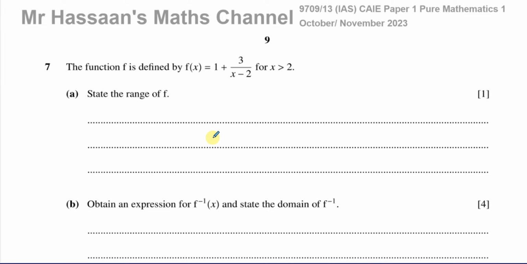I'm answering question number 7 from the October-November 2023 Cambridge 9709 paper, Pure Mathematics paper 1. This is variant 3. And this question here is about functions. Now, the function f is defined by f of x equals 1 plus 3 over x minus 2, where x is greater than 2. State the range of the function f.